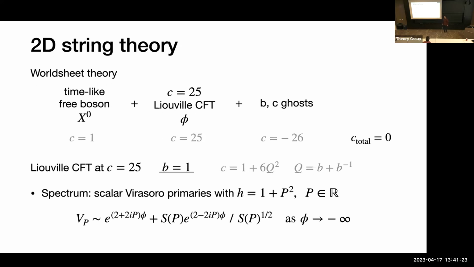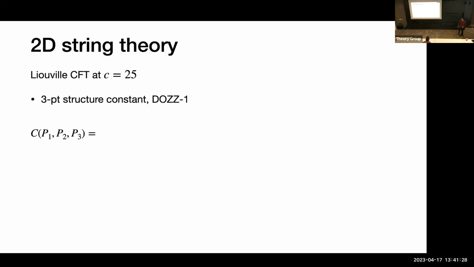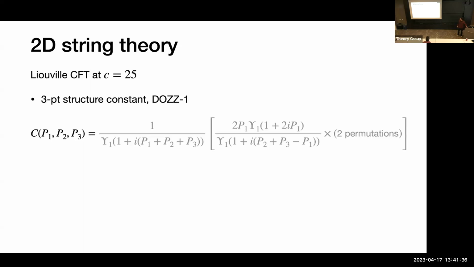Okay, so very simple, just scalar fibers. And the other piece of data I need to specify is the 3-point coefficients. So it's here, it's the celebrated DOZZ formula, and I'll write it here in gray. You shouldn't pay too close attention, but just to say that it's a very explicit formula, and we know its properties, and it is written here.